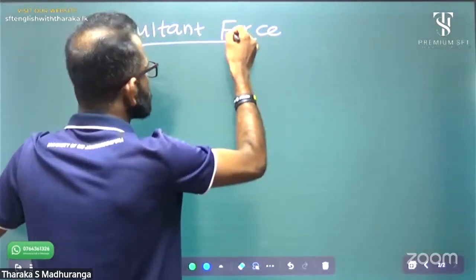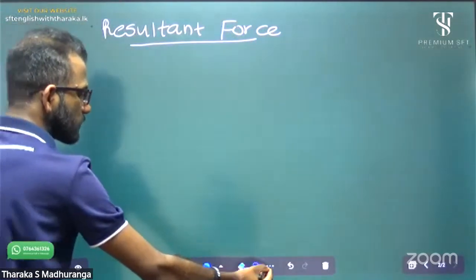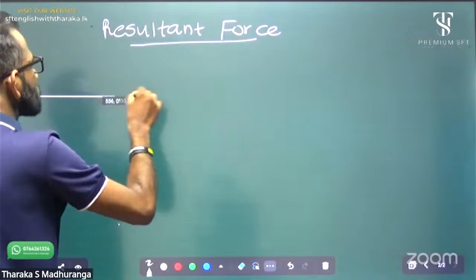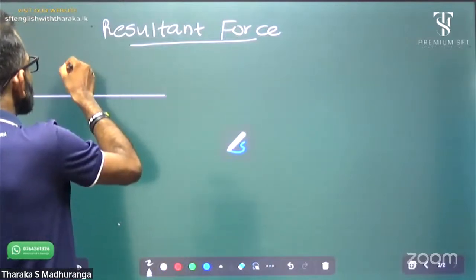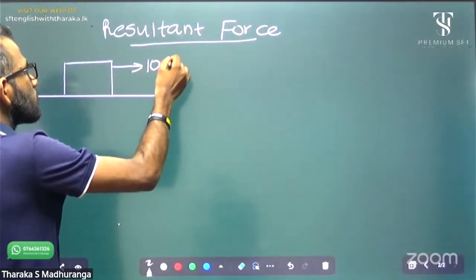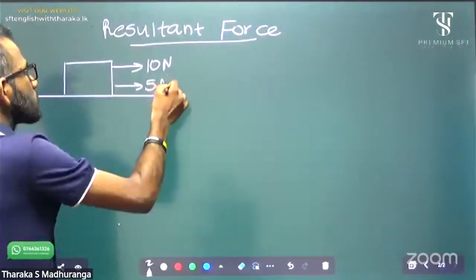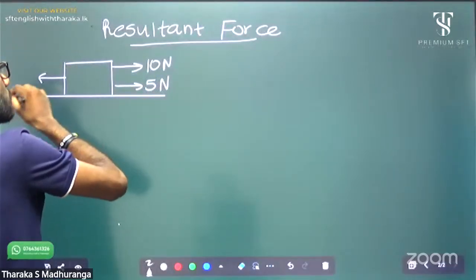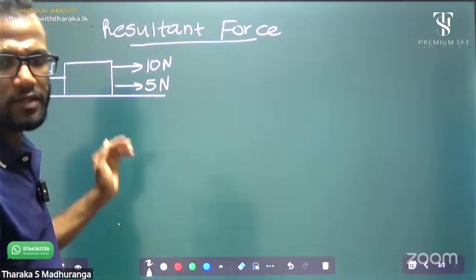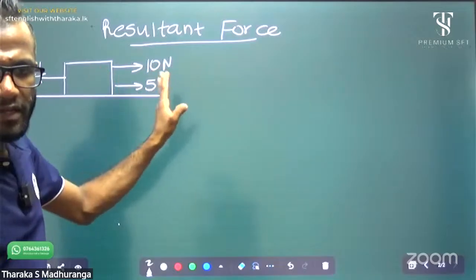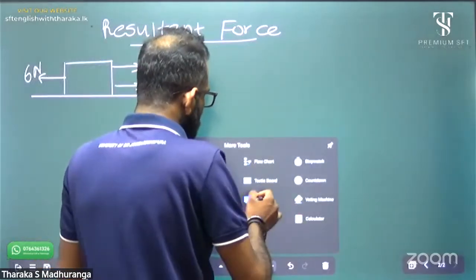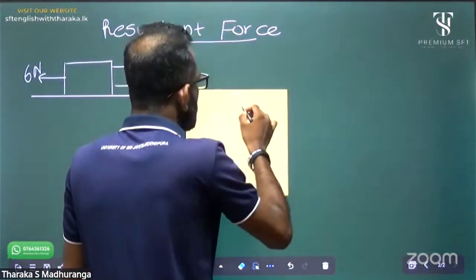The resultant force is a single force, like this. Think of it as a force system. Now, 10 Newton, 5 Newton, and 6 Newton forces act on the same object. The 10 Newton and 5 Newton forces act to the right, and the 6 Newton force acts in the opposite direction, to the left. Okay, now what is the meaning of the resultant force?